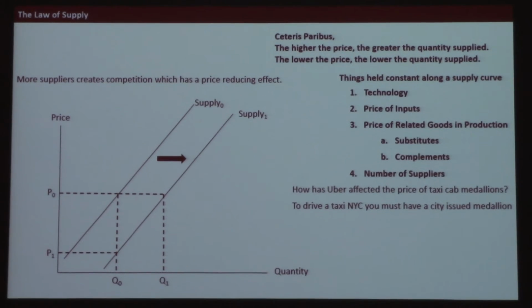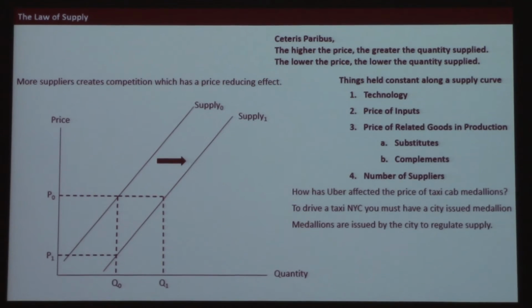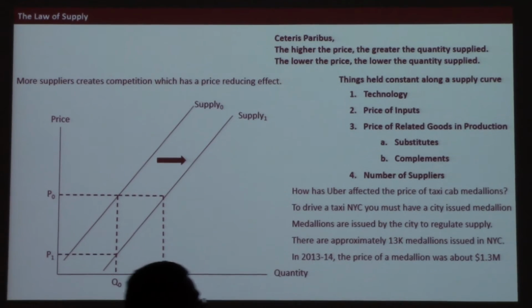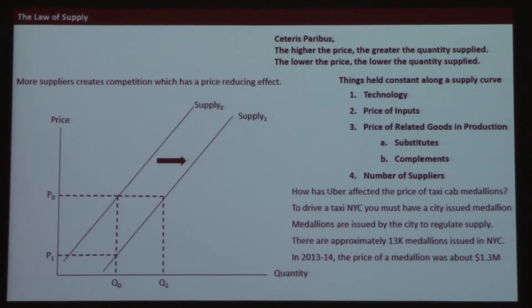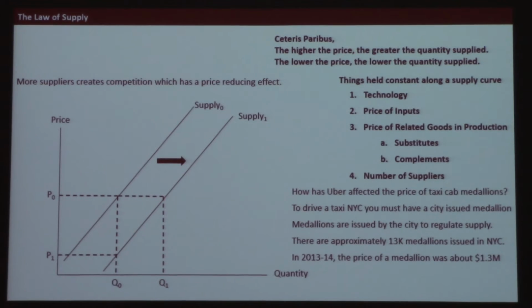So yeah, to run a taxi, you have to have a medallion. There's only so many of them. How many? There's 13,000 medallions issued in New York City. In 2013-14, the price of a medallion was 1.3 million. And again, you only buy that because you expect to make that money back, plus some. So you had to come up with 1.3 million to drive a taxi. Seems like a lot of money. That is a lot of money.